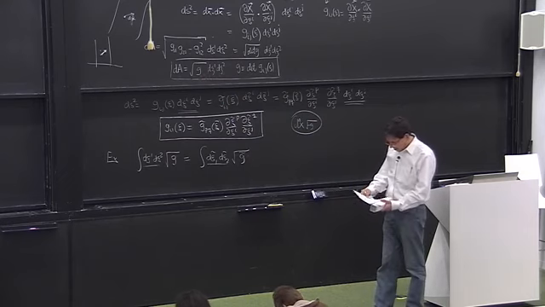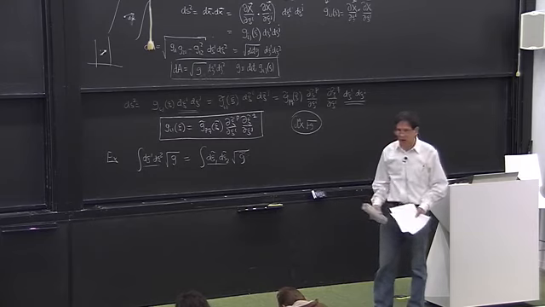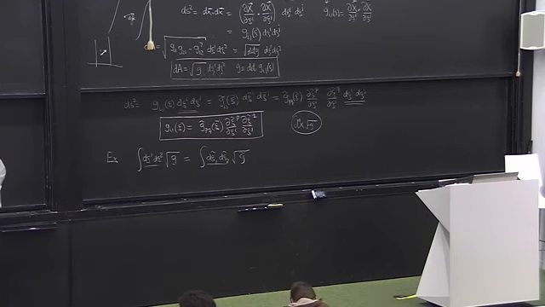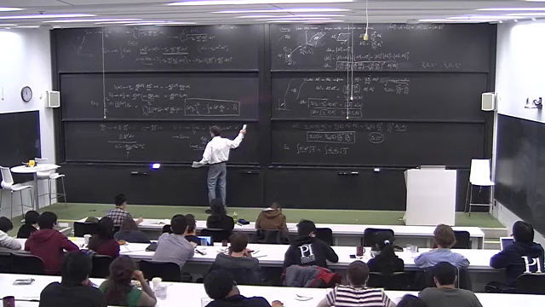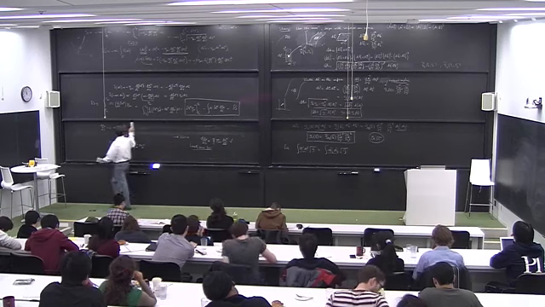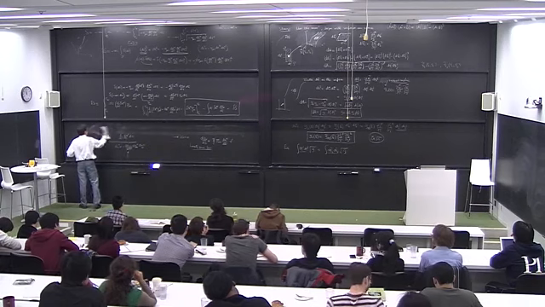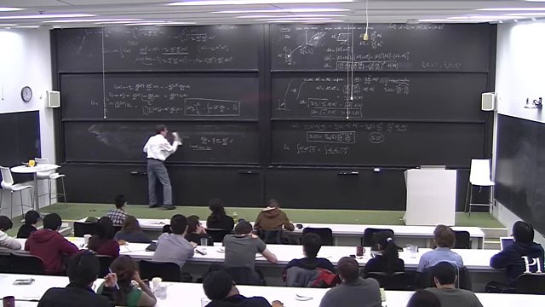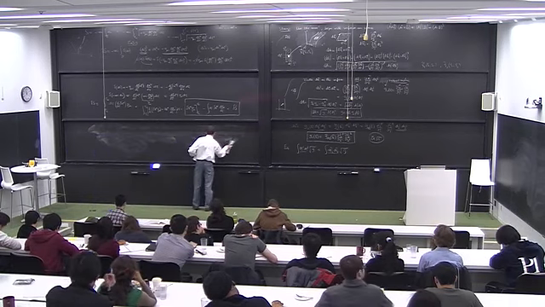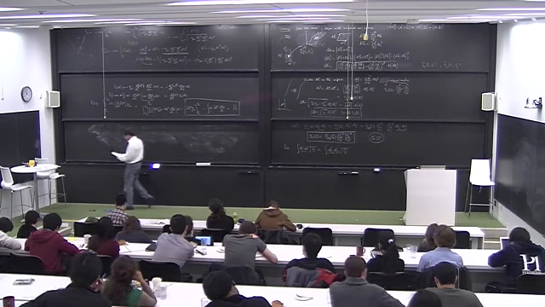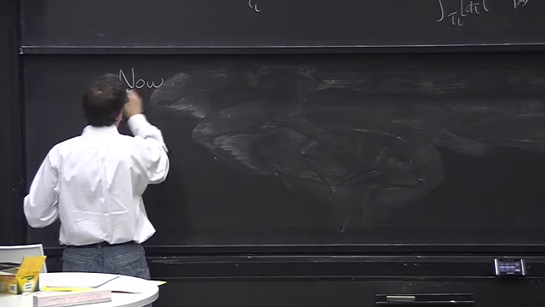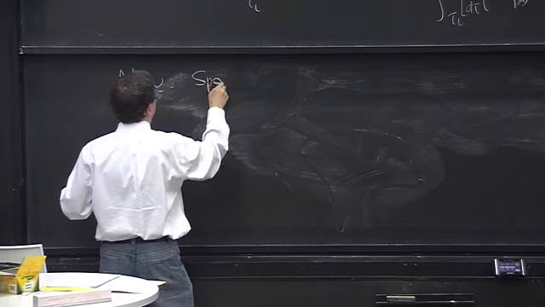So we got a formula for this thing. So now we need to do it for the string. So let me move on to the string. So what happens now? Let's try to guess what we have to do. So now we're going to have a space-time surface.